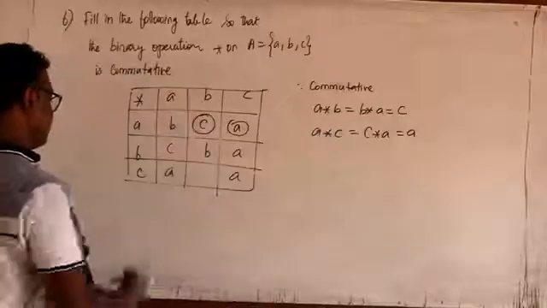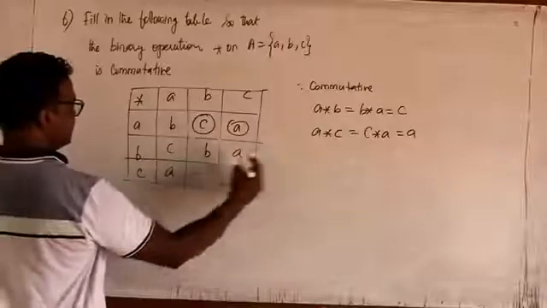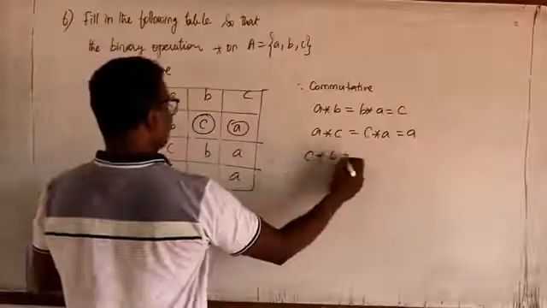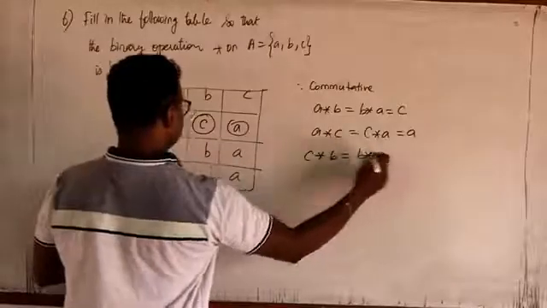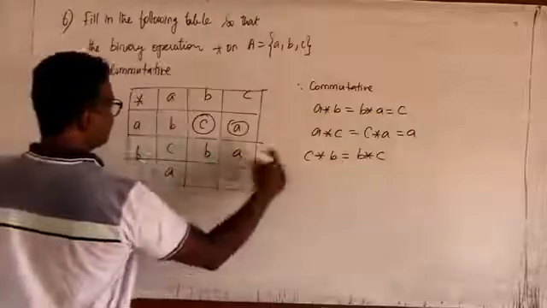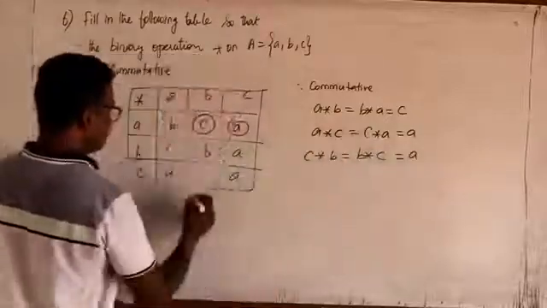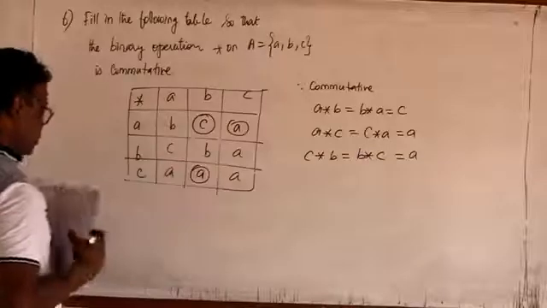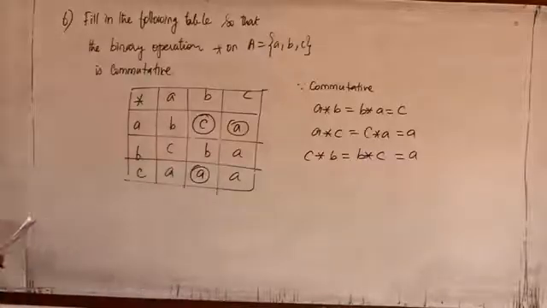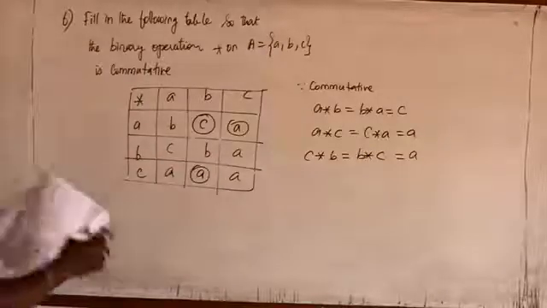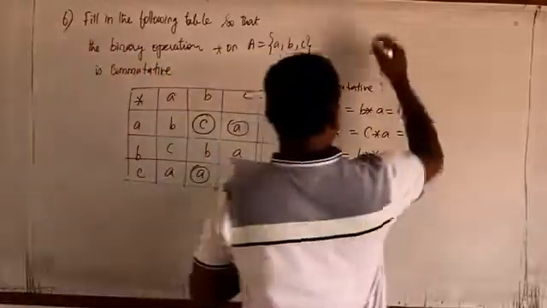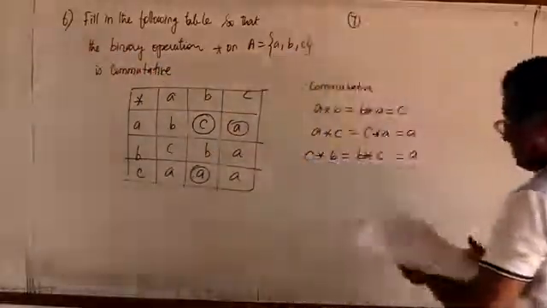I will do this one. I need C star B. We know it is B star C. B star C is A. So this answer is also A. So C, A. That's all. So let's go for the seventh problem.